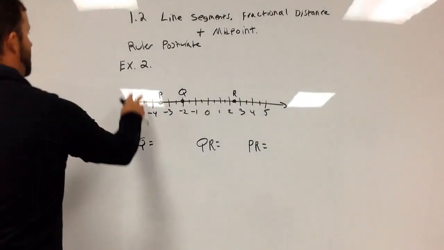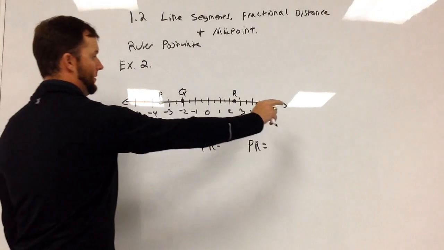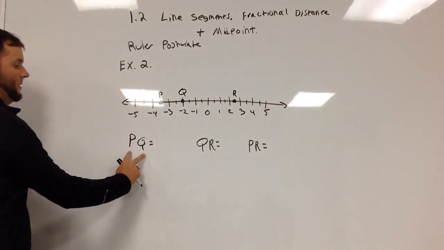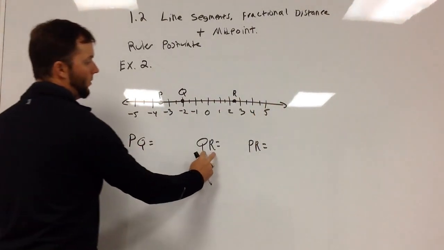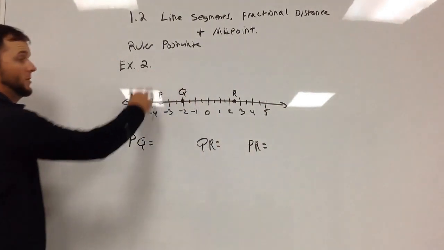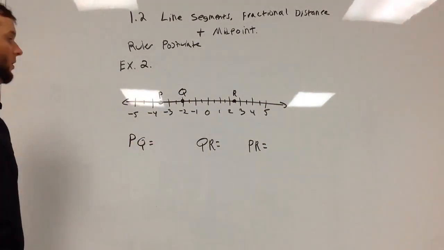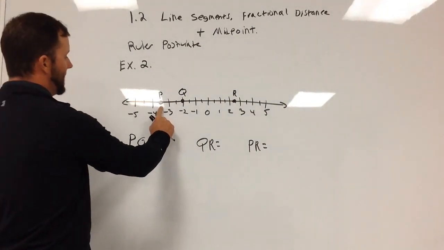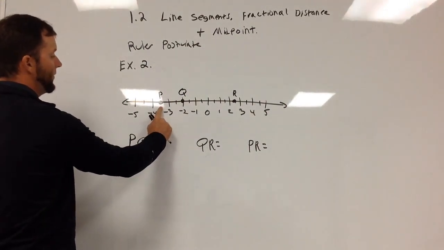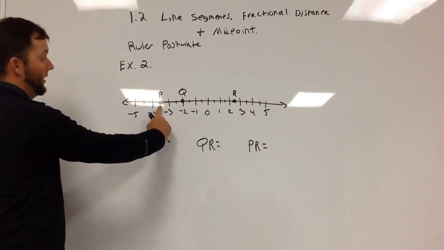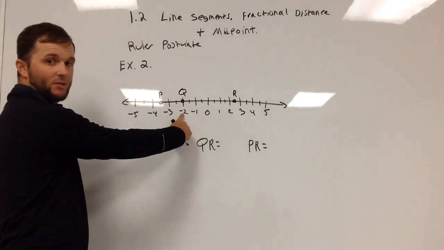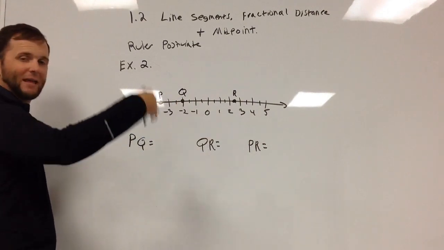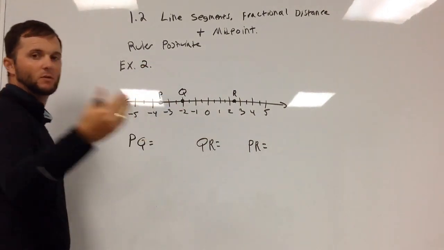Alright, so now on example number 2, we're given another number line, and it wants us to find the measurement of PQ, of QR, and PR. And so we're literally just going to use the ruler postulate here to count it over. So it looks like right here going from P to Q. On P, it looks like I'm sitting at -3.5. And then on here, I'm sitting at -2. So physically here, I'm going to count over to -2 and see what it's going to be.